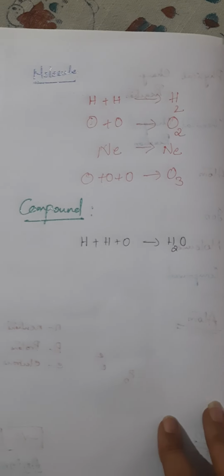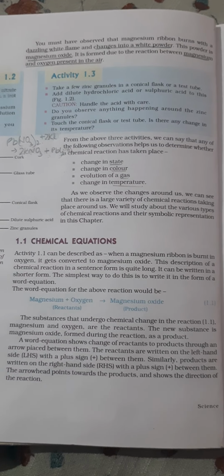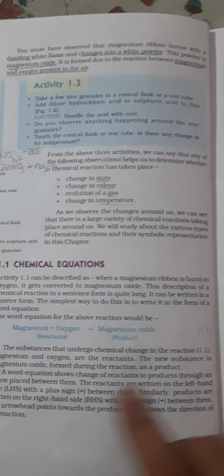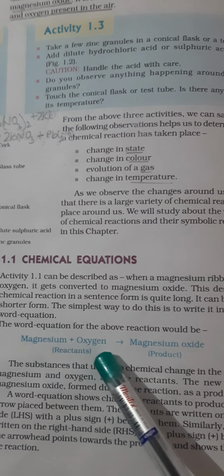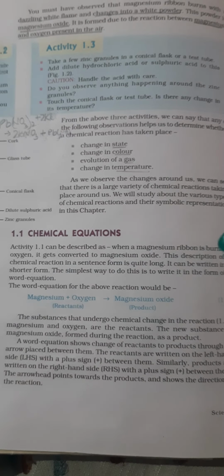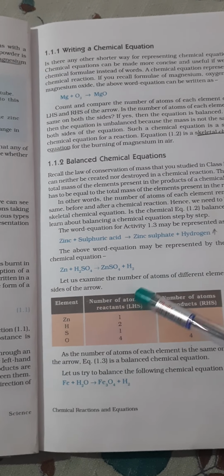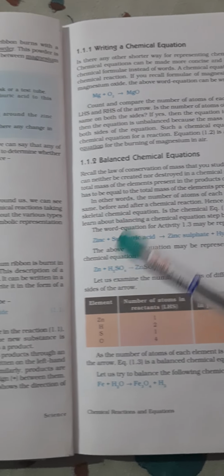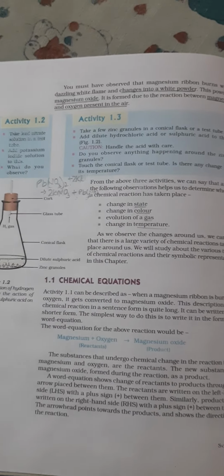So tomorrow let us continue further. In your textbook tomorrow we will read these two activities, and then we will check how to write chemical equations. A word equation is written in words, but when we represent it as per the symbols or formulas, we call it a chemical equation. Tomorrow we will go through these two experiments and learn how to write chemical equations.